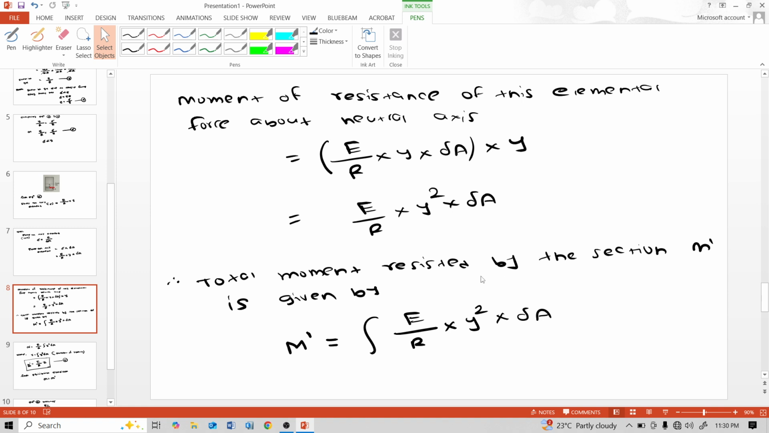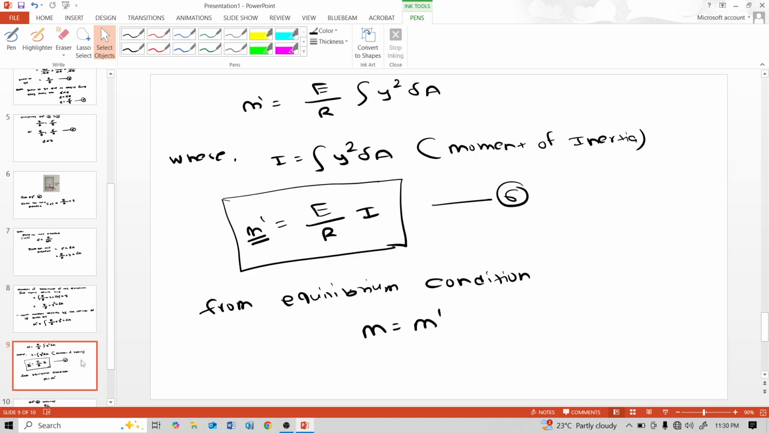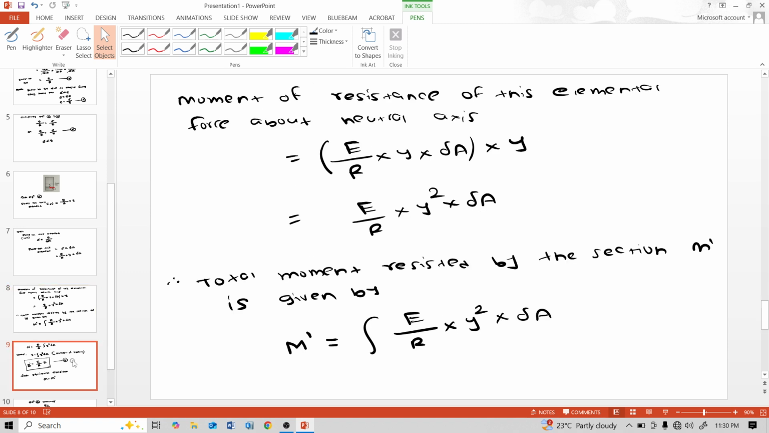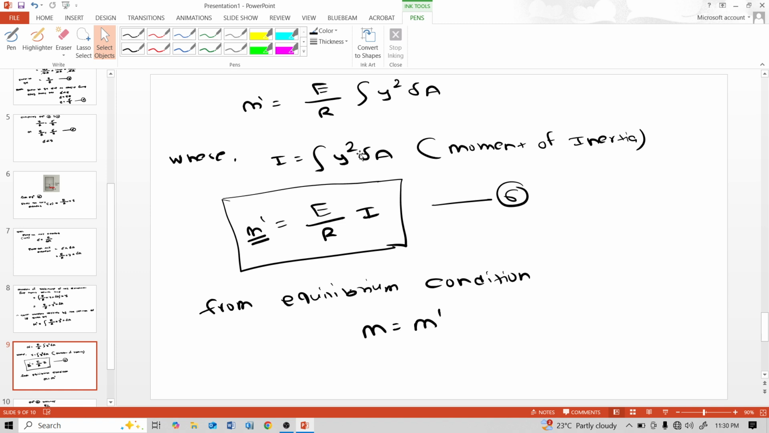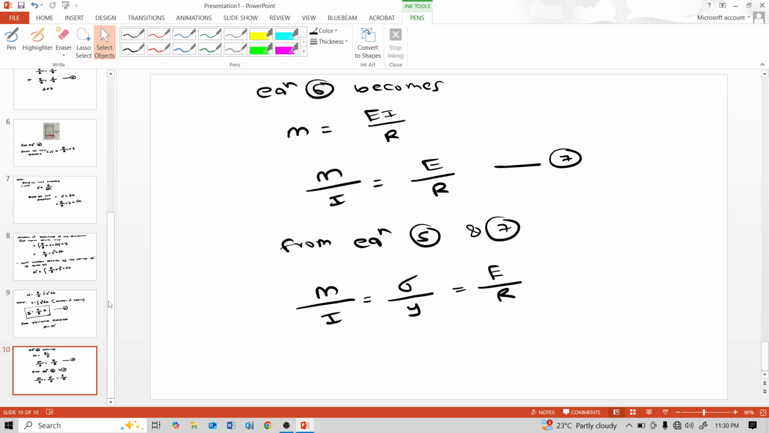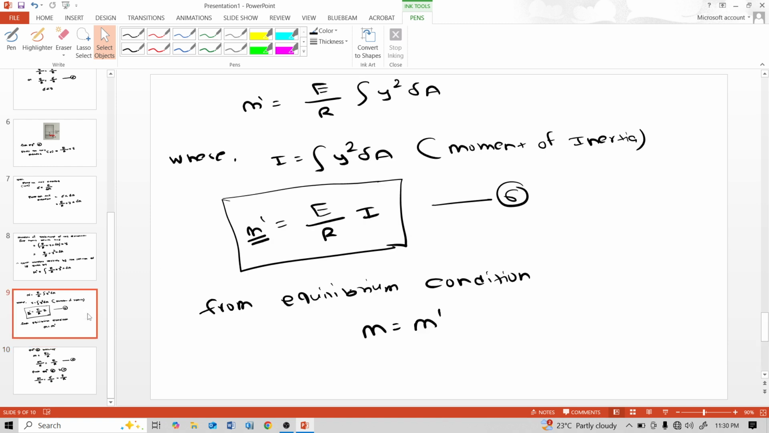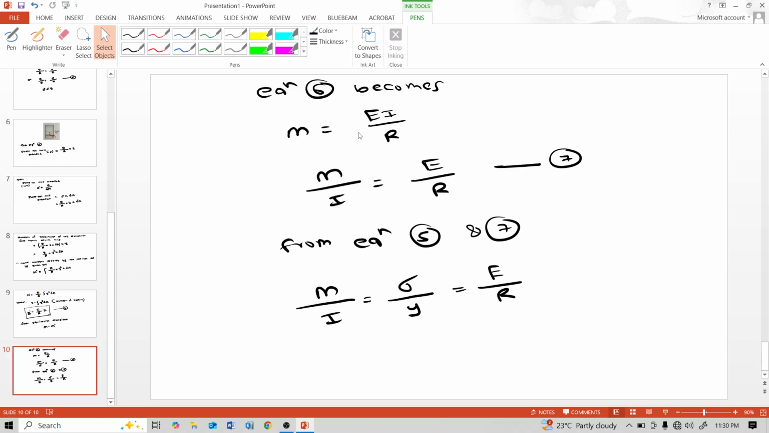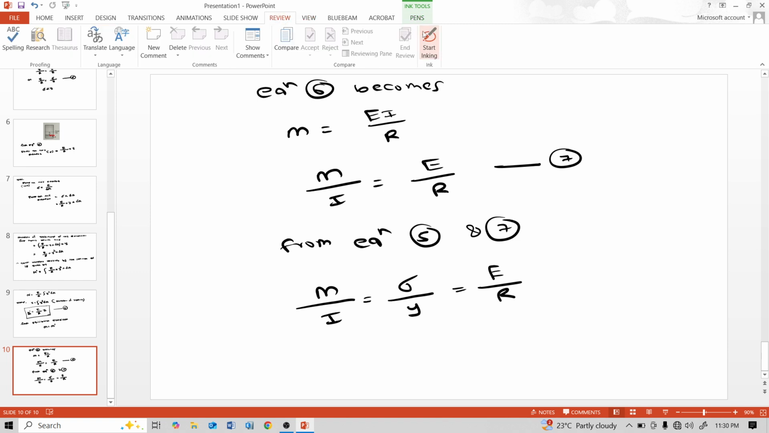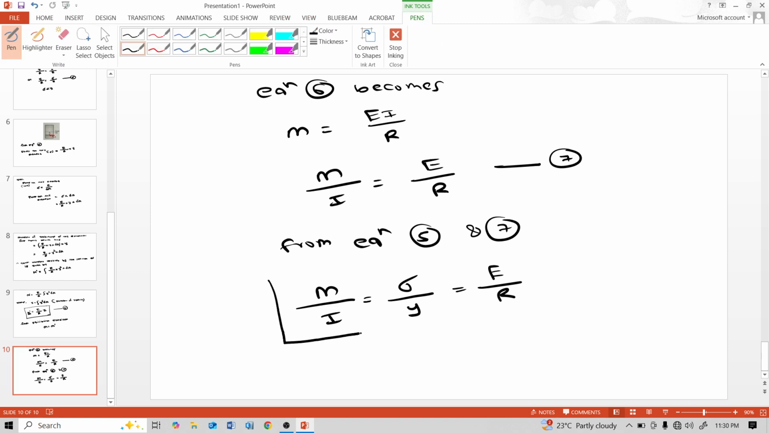Total moment resisted by the section, M dash, is given by integrating this term, we get E upon R Y square into delta A. Y square into delta A is moment of inertia, and for equilibrium condition M is equal to M dash, and equation 6 becomes M is equal to EI upon R. M upon I is equal to E upon R. From equation 5 and 7 we get this bending formula. M upon I is equal to sigma upon Y is equal to E upon R.